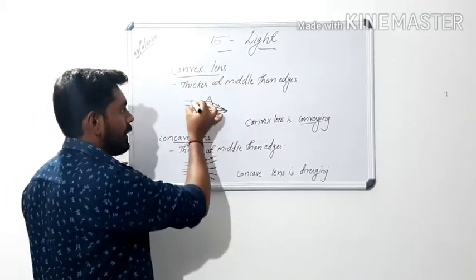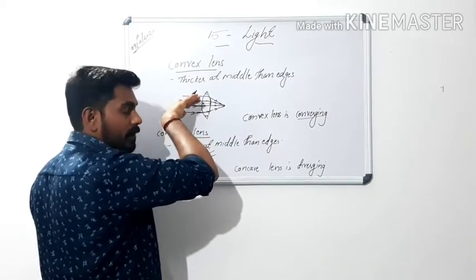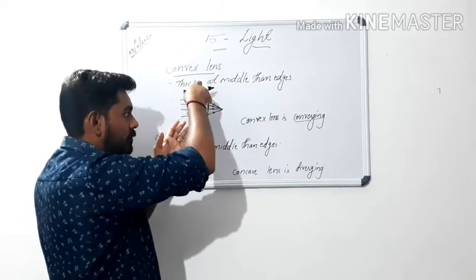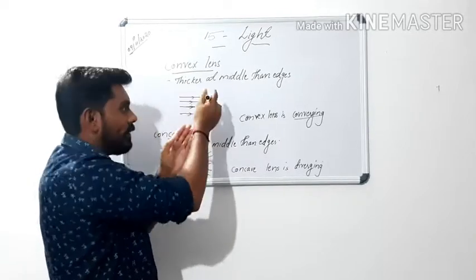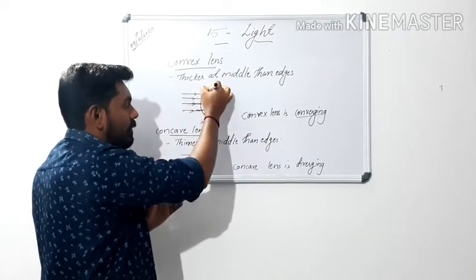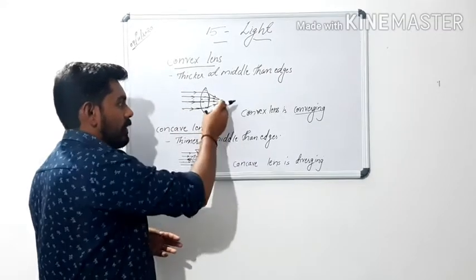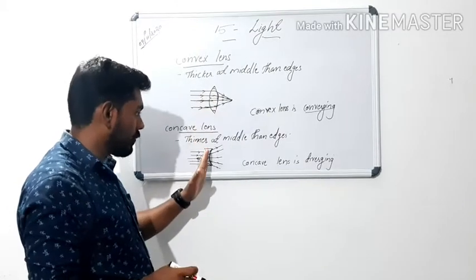Here you can see that all the parallel rays, when they enter the lens and pass through it, bend a little bit. After bending, they meet at a point. That's why it is called refraction of light. So here refraction takes place, and here also refraction takes place.